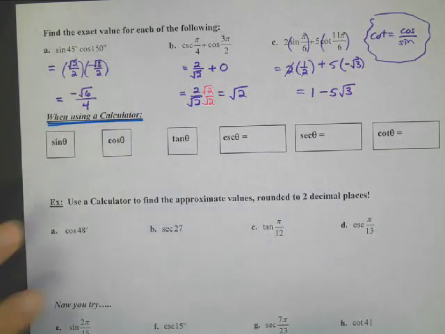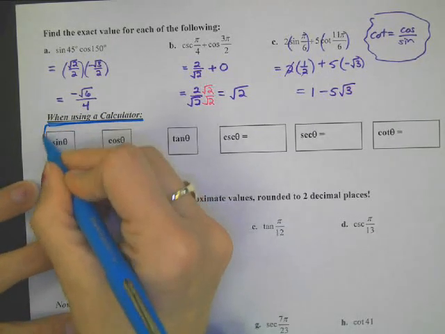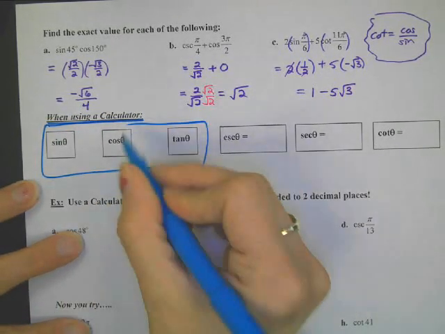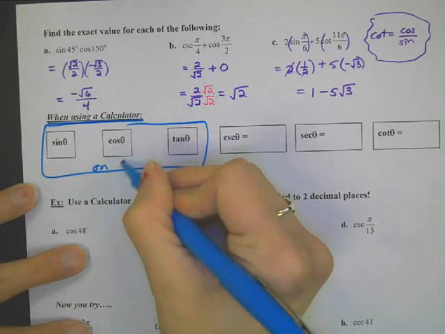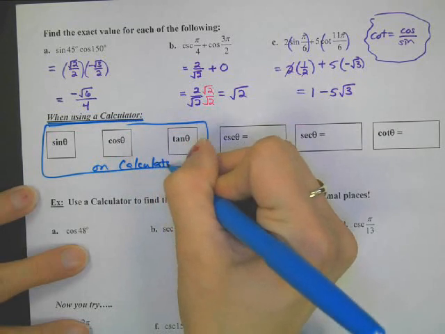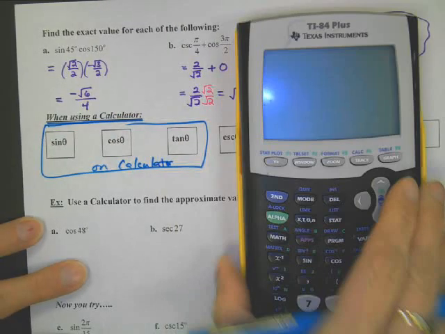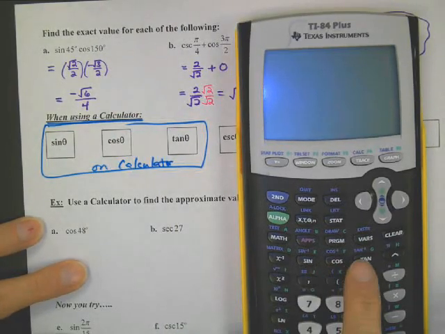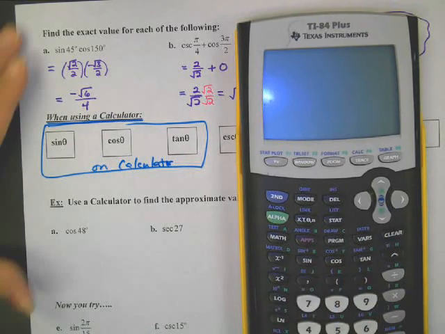First of all, let's go ahead and on your calculator, find these 3 buttons right here. These ones are on the calculator. Every scientific calculator will have these 3 buttons for sure. Sine, cosine, tangent. And everyone knows how to use those.